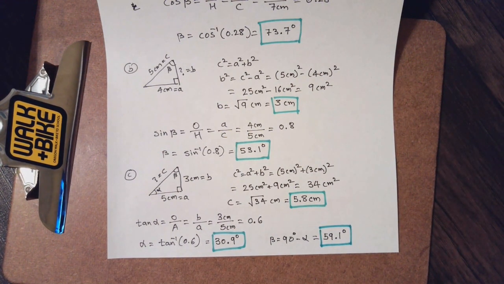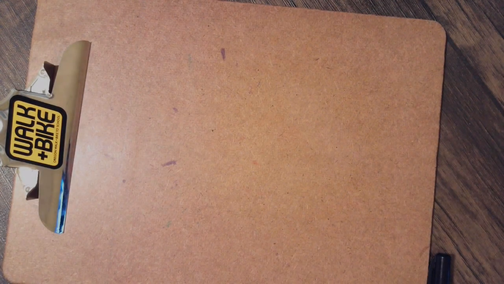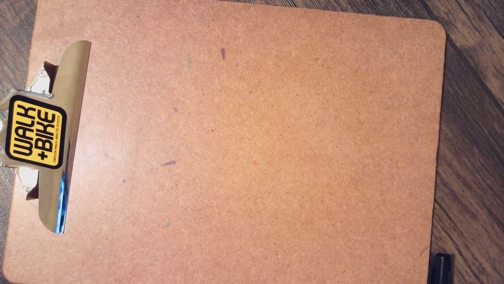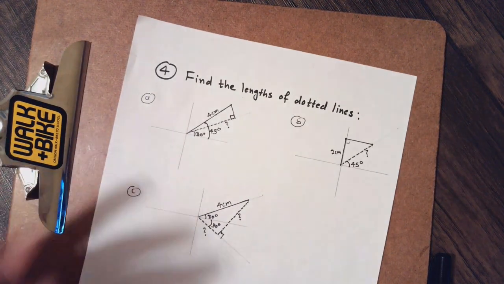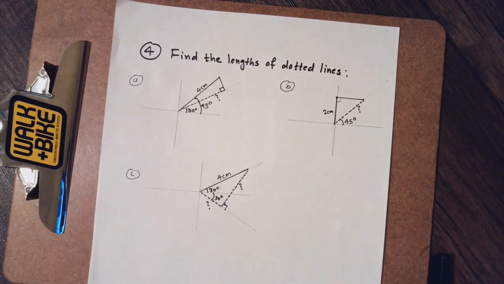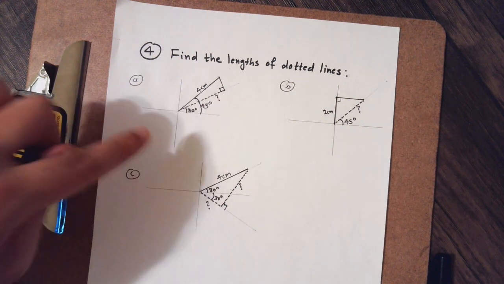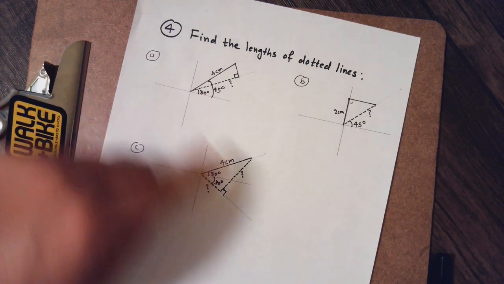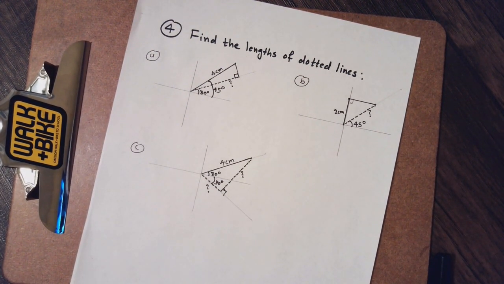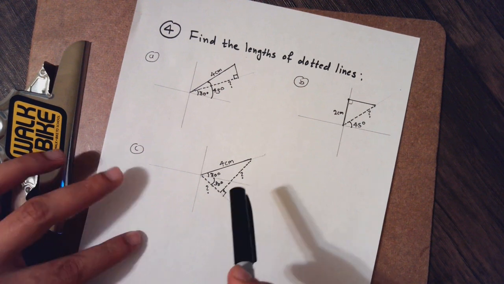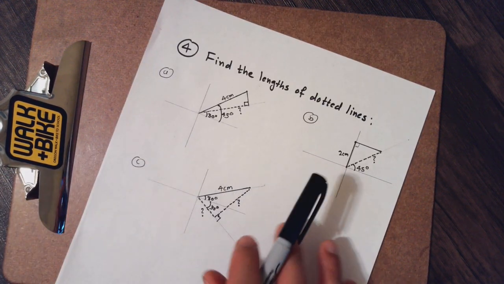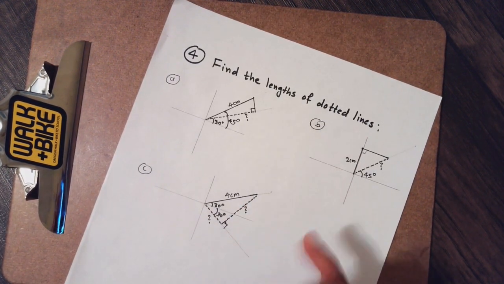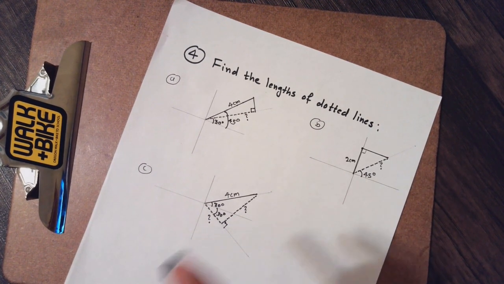All right, let's move on to the next problem set. Okay, so the next problem is number 4. By the way, we got 5 total and each one has a few sub problems. It says, find the lengths of these dotted lines, and there are these weird angles given and we gotta figure out how to deal with them. All right, so this could look a little bit scary, but let's walk through it, okay? Quite often it's not as scary as it looks.